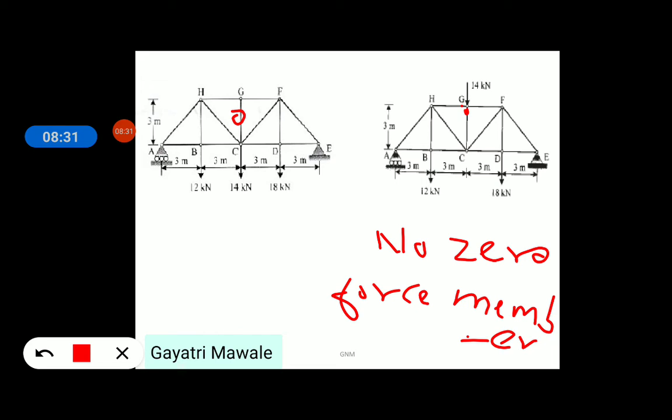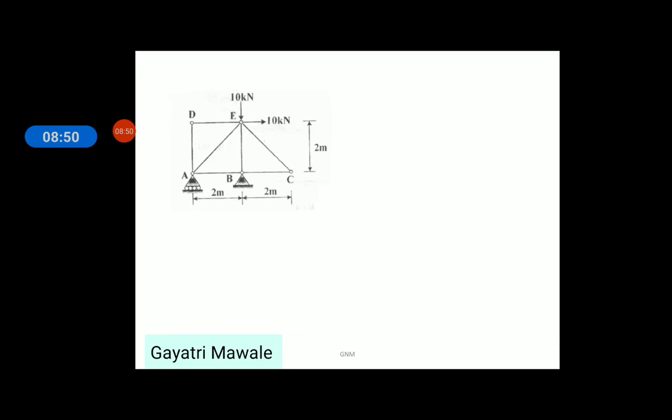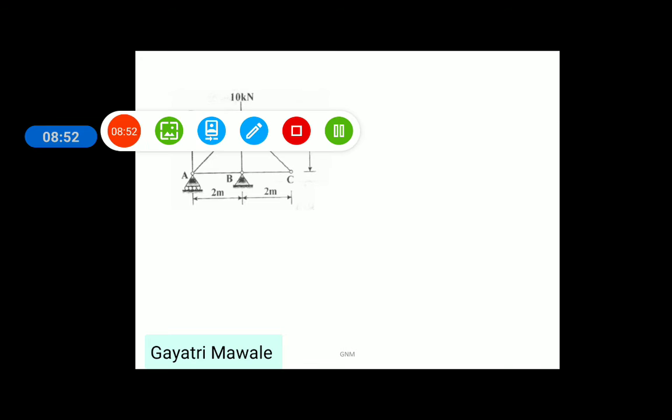Because at joint G also, to balance this vertical force in member GC, there is now one force of 14 kilonewton acting at point G. So there will be no zero force member in this second truss. Further, in this truss shown here, if you look at joint D, to balance this vertical force at joint D, there is no other vertical force. So this is a zero force member.